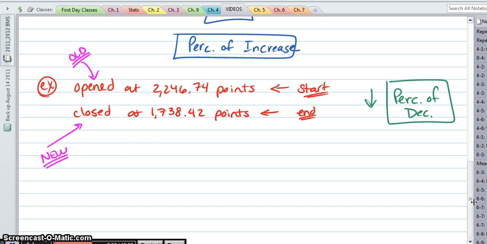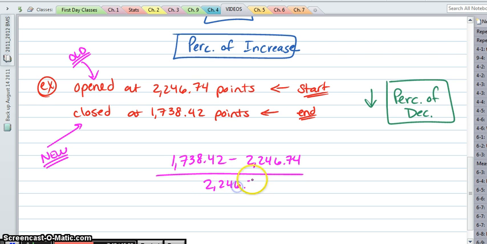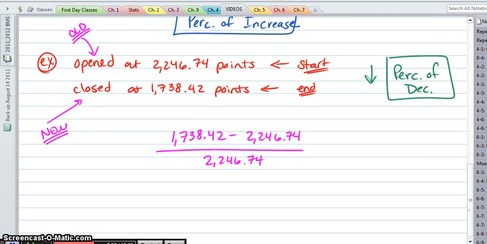What's the original amount and what did you end with? What's the newest amount? When we set this up, we need to do new minus old compared to the original amount. You may use a calculator for this. Go ahead and type these numbers in. And you should see that we do get a negative value in the numerator.